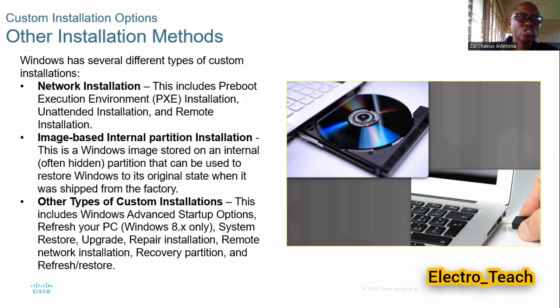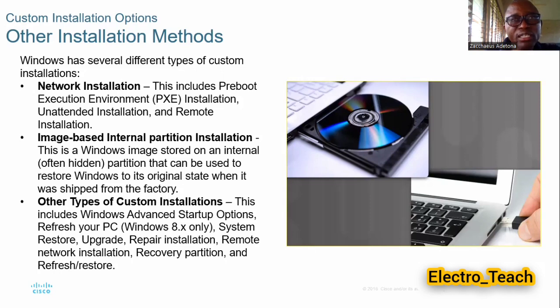Another type of custom installation is the Windows Advanced Startup option. Another one is called refresh your PC in Windows 8.1 and the rest. The other one is system restore. Another one is upgrade. Another one is called repair installation, then remote network installation, recovery partition, and refresh and restore. These are various ways by which an operating system can be installed on a computer system.